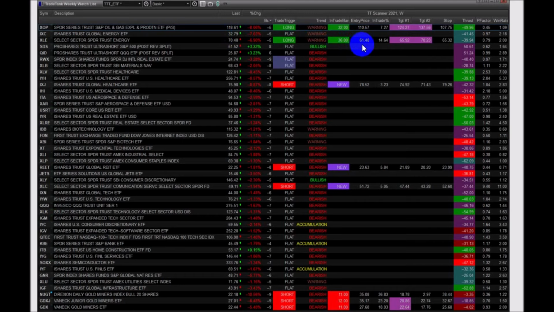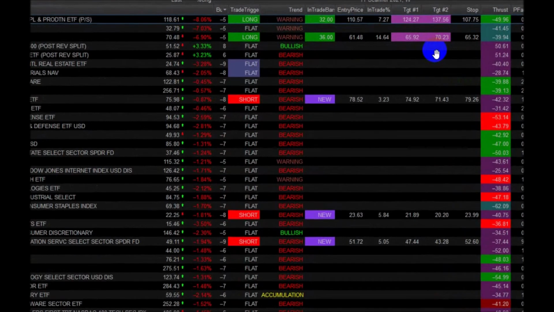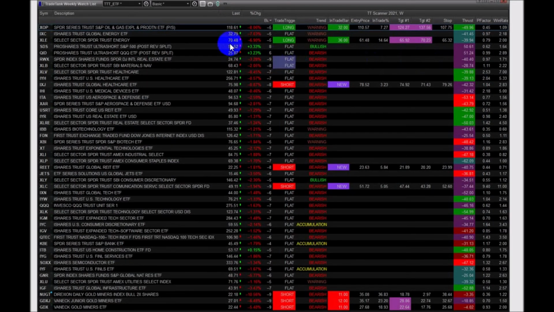We have XLE long for 36 weeks, it looks like. Sorry, that's our entry price. Our stop is at 107. We're at 118, so we're $11 away. Next, stop is 65.32. We are at 70.48, so we're only about $5 away from a stop here on energy.